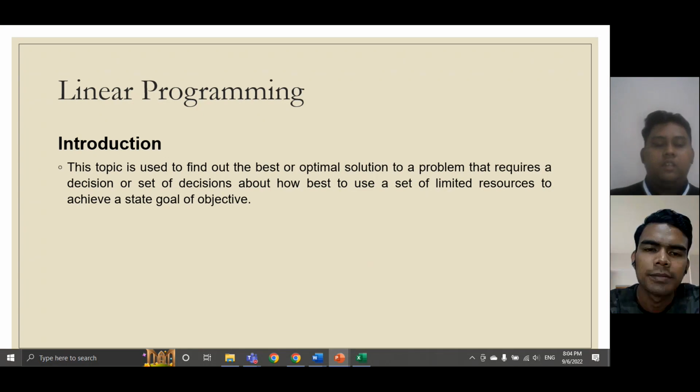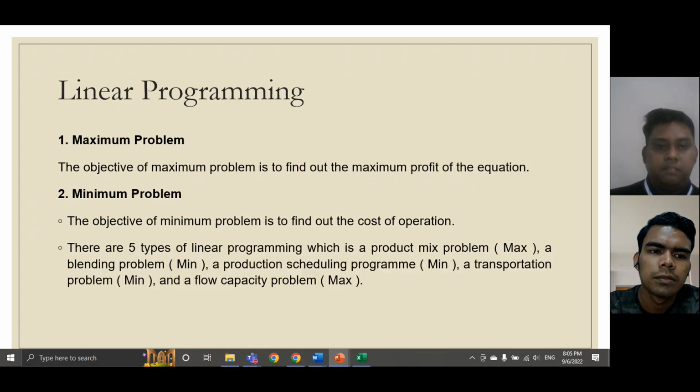Question 3 is about linear programming. Before we go further, the introduction to linear programming: in this topic, it can be used to find the best and optimal solution to a problem, and it requires a set of decisions about how best to use a set of limited resources in order to achieve the stated goal or objective.